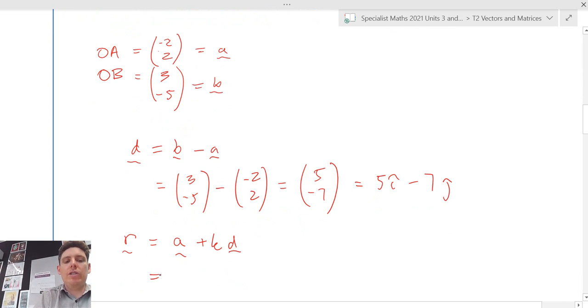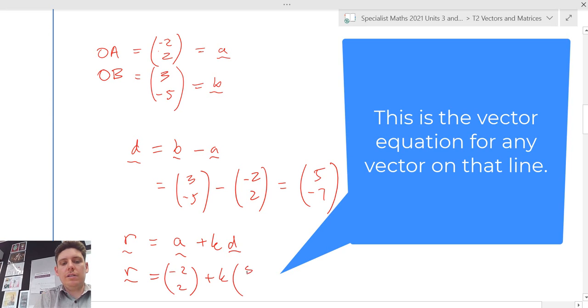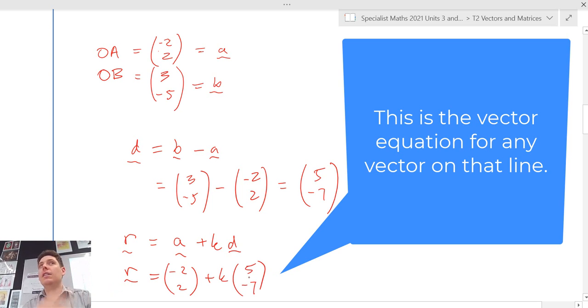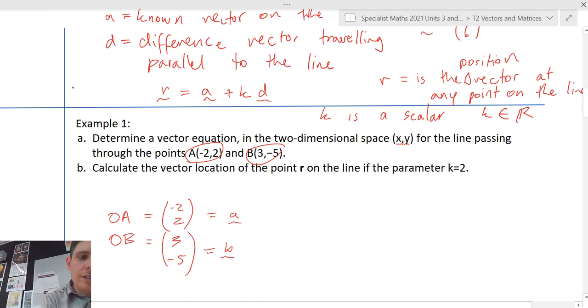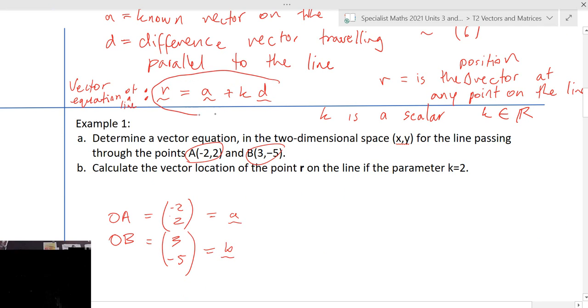So the vector equation for a line is the A plus the D. Ta-da. This is the vector equation.